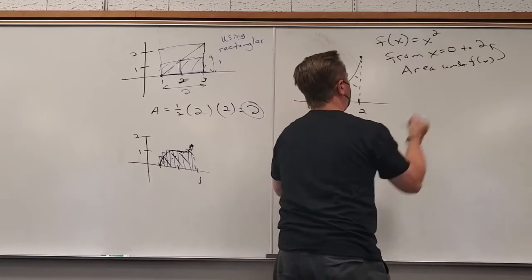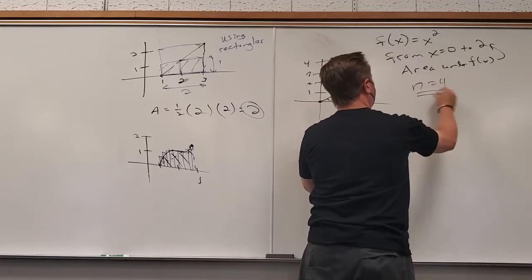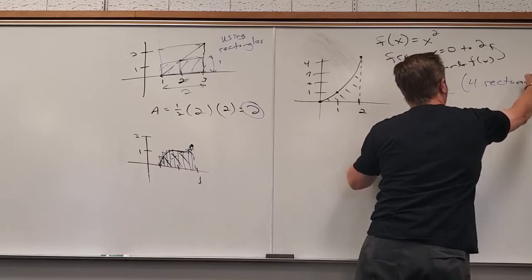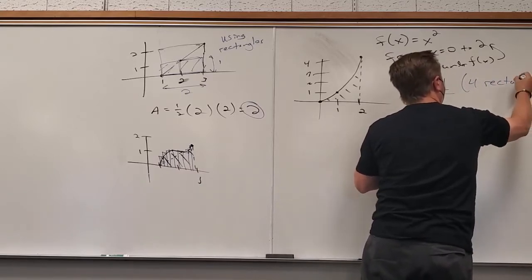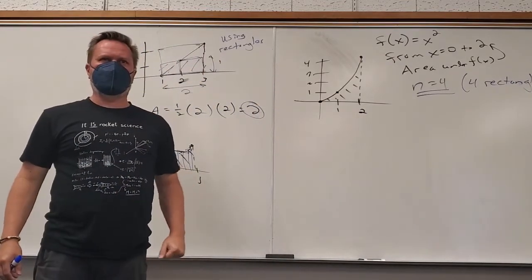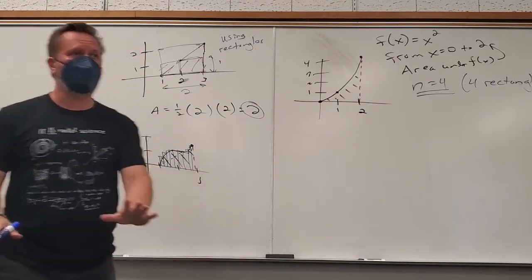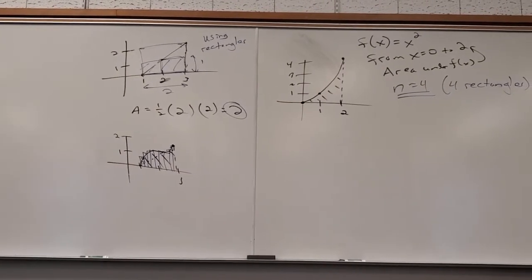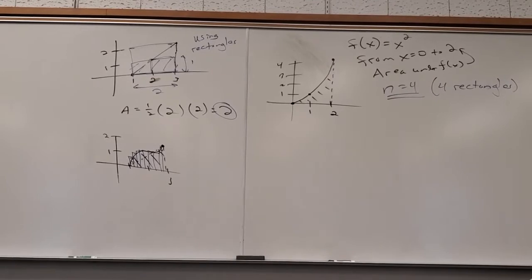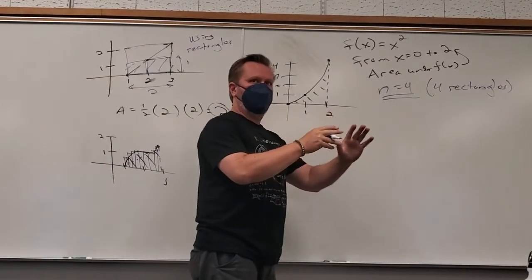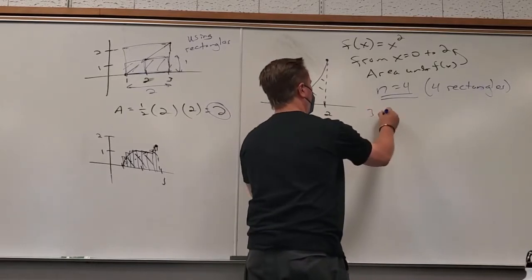N equals 4. That means 4 rectangles. All right, I like it. Now the question is, how are you going to draw them in? What's going to determine the height? So I could basically do 3 different ways. So there's 3 options for us.